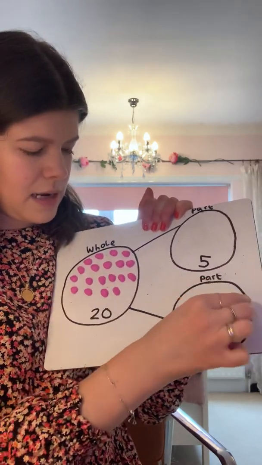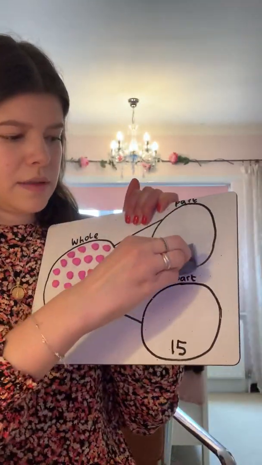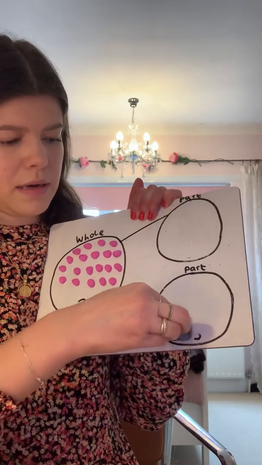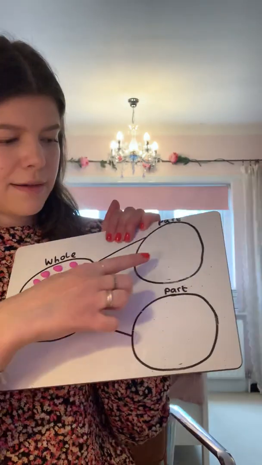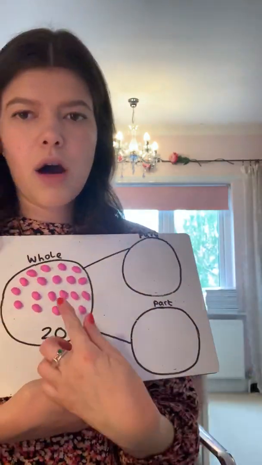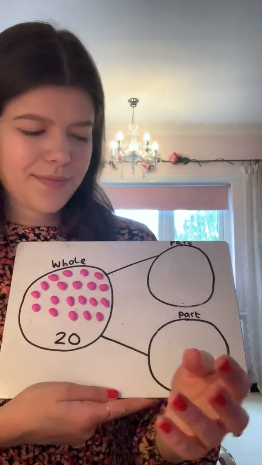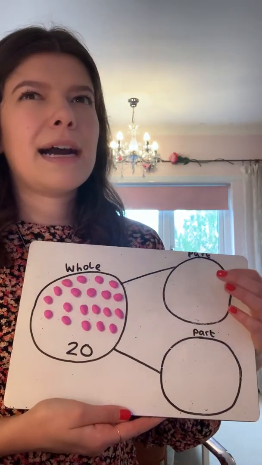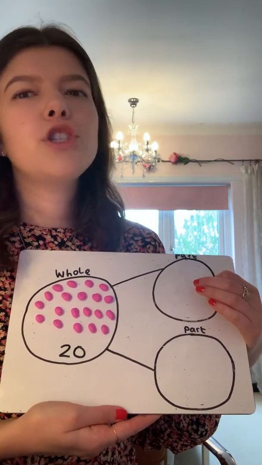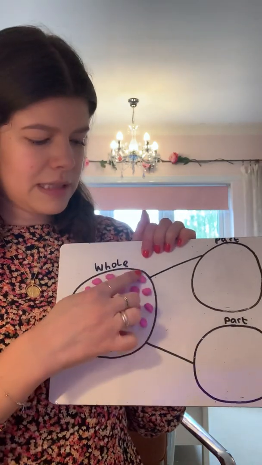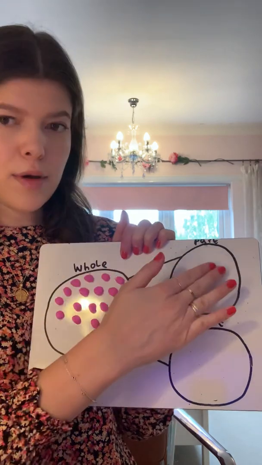Now, because I know that I've got 20 objects, I'm going to leave that 20 there because I'm starting with 20, but I'm just going to rub out these parts because I'm going to choose another number now to subtract. So the whole is 20. I started with 20. I'm going to subtract 2. So I'm going to take away 2 objects from my whole and move them into the first part.